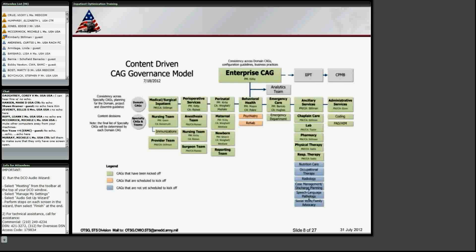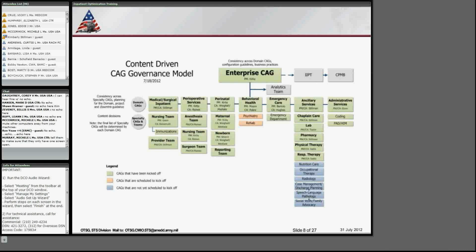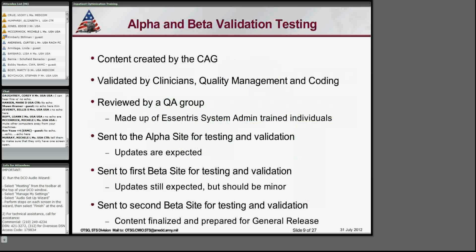I don't have it in the presentation, but another functionality that is coming with this standardization is called ICE and Melder. Those of you who are using ED have ICE, and those of you not using the ED module most likely do not. Essentially, ICE allows the medications from CHCS. It's just a beefed up interface from CHCS to Essentris.